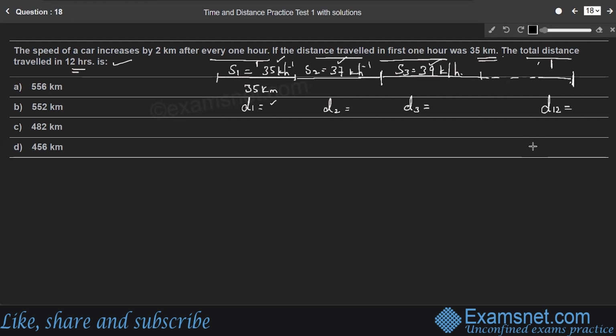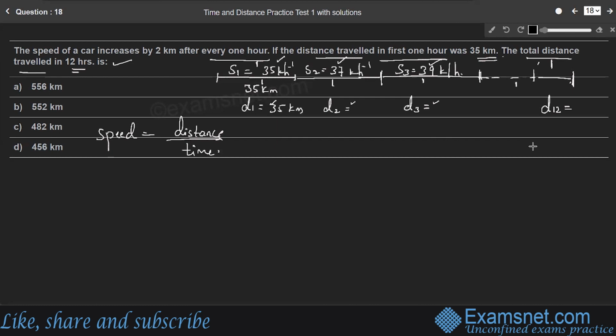So depending on these distance values, we need to find the total distance traveled by the car. Since the time duration is same, in each case it is 1 hour. For every 1 hour, the speed of the car changes. Therefore, the respective distances become speed into time, since speed is equal to distance by time. So in each 1 hour duration, the distances are 35 kilometers, which is speed into time.